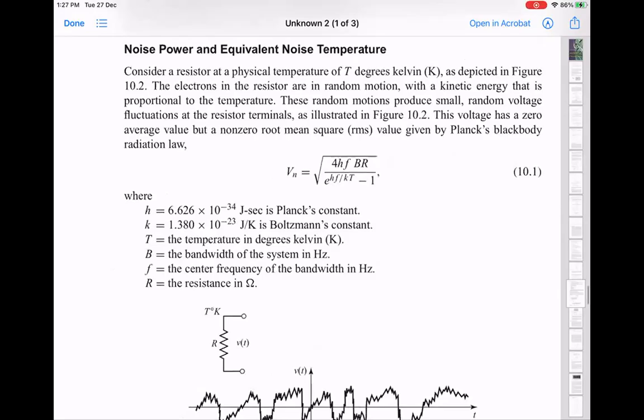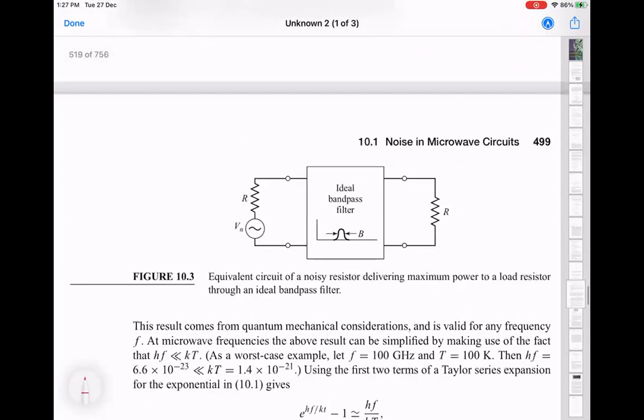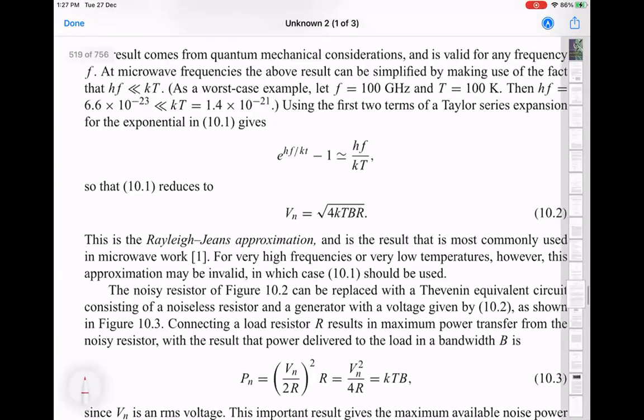But when you make the classical approximation, which is basically to say that kT is much greater than hf, right? So what is h here? Planck's constant. f is the frequency at which you're operating. Then this thing simplifies to the usual expression which you might be familiar with, that the voltage noise is proportional to the square root of kTR.